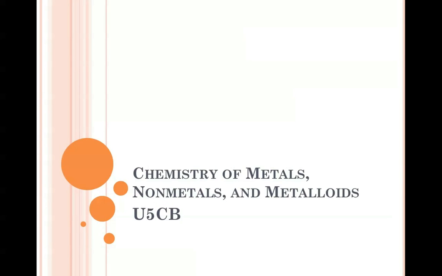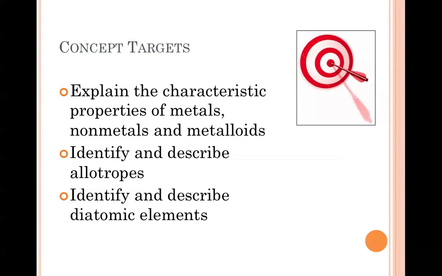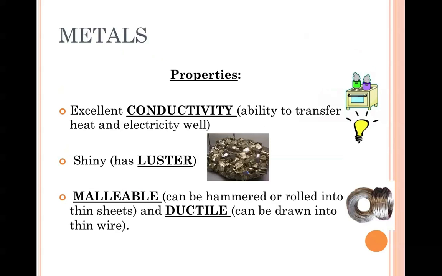In Concept B, we're going to be focusing on metals, nonmetals, and metalloids. So you're going to be able to describe the properties of these three materials. You're going to be able to identify where they are in the periodic table. Also, then we're going to talk about topics related to something called allotropes and diatomic elements.